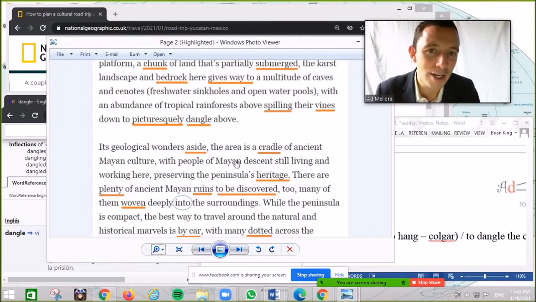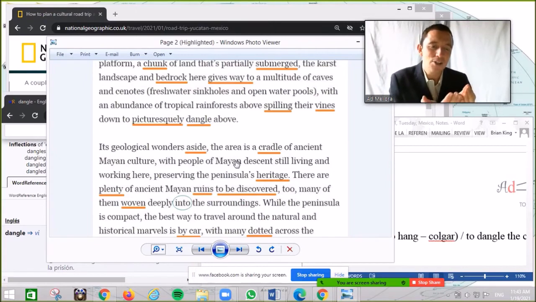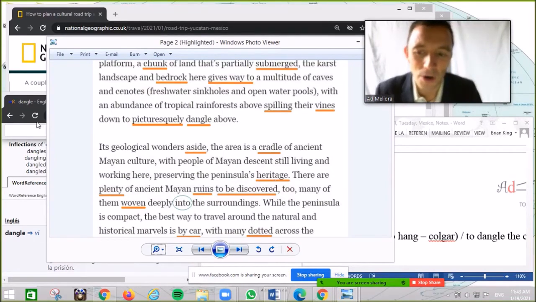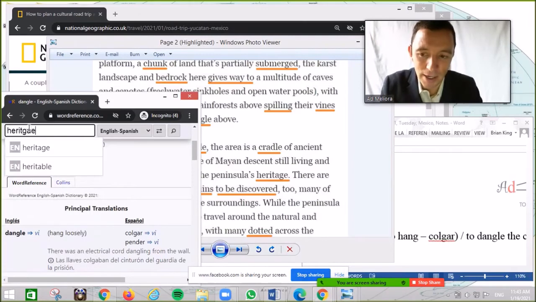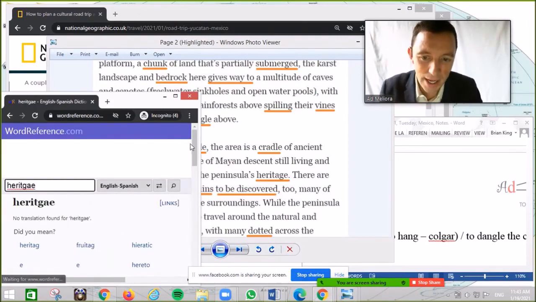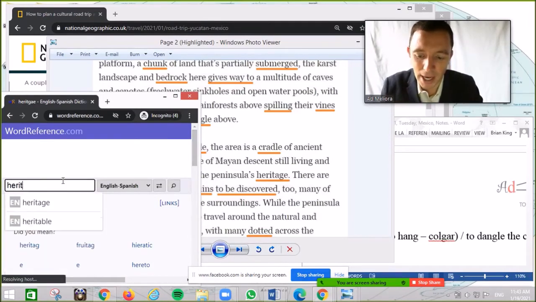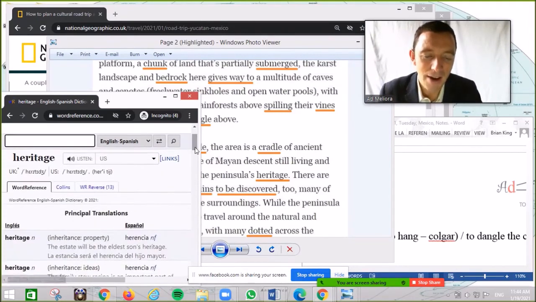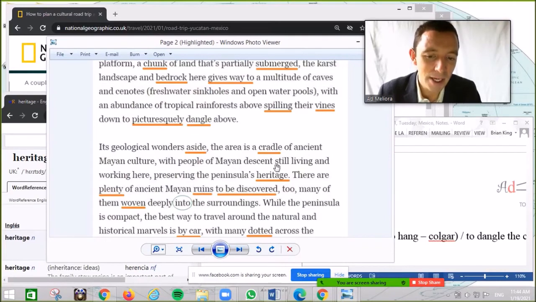It's a cradle. Cradle is a cuna for the baby. Okay, so the cradle is the cuna, and very good vocabulary of ancient Mayan culture. Heritage is very important. It's like your history of the country. The heritage is like the patrimony, or heritage specifically here is, sorry, the spelling, heritage, yeah, I think it's similar as well. Herencia, okay, herencia, patrimonio.